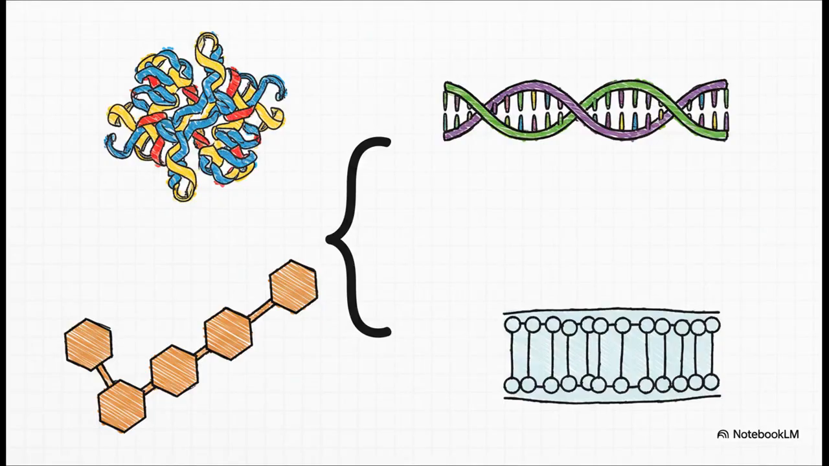And here they are, our four main players. You've got your proteins, they do most of the actual work. Polysaccharides, they're for energy storage. Then you have nucleic acids, like DNA, that's the blueprint. And lipids, which form all the protective walls and membranes. And what's really cool is that the first three are all what we call polymers, just these massive chains built from smaller, repeating molecular bricks.